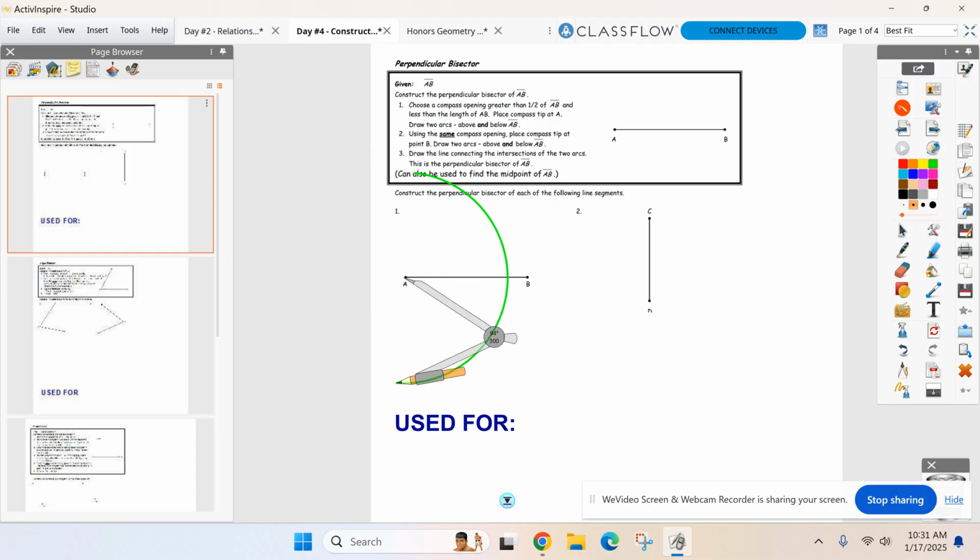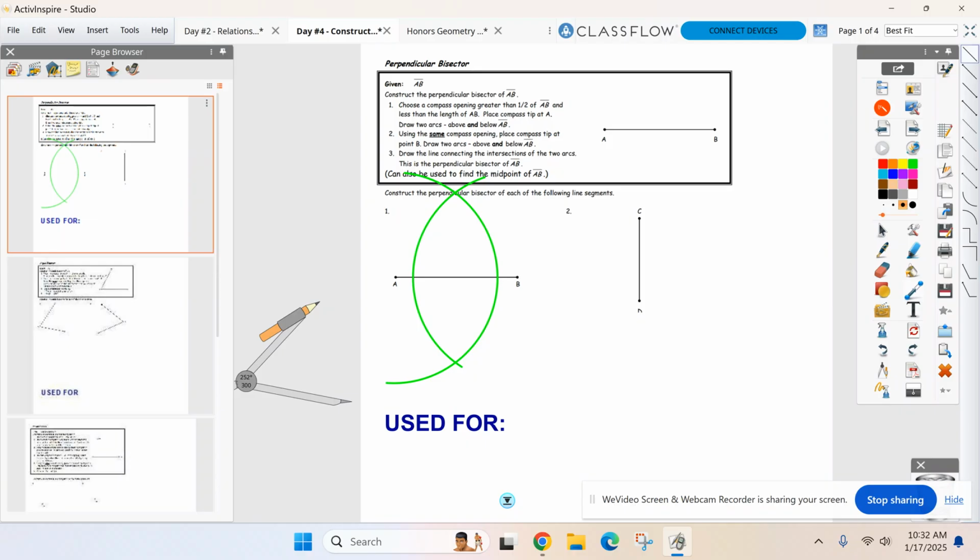I keep the same opening of my compass and I travel over to the other endpoint. And when doing this construction, do you remember how many points of intersection I want on these arcs? 2, because you need something to line your straight edge up with. 2. Yes. And then I do line up my straight edge and boom, we draw it through.